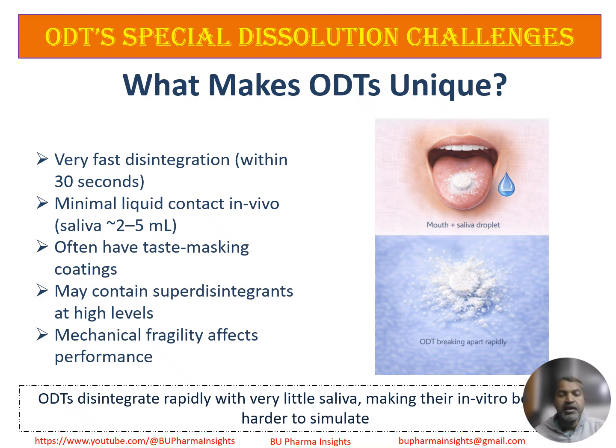The key characteristics of ODTs: very fast disintegration, typically within 30 seconds. Minimal liquid in the mouth; saliva is only 2 to 5 ml. They often include taste masking coatings, contain a high level of superdisintegrants, and have fragile mechanical strength. Their porous microstructure allows rapid saliva penetration, but that same structure makes them sensitive to handling, humidity, and compression force. That's why mechanical fragility directly affects performance. Too hard, slow disintegration; too soft, breakage during packaging.